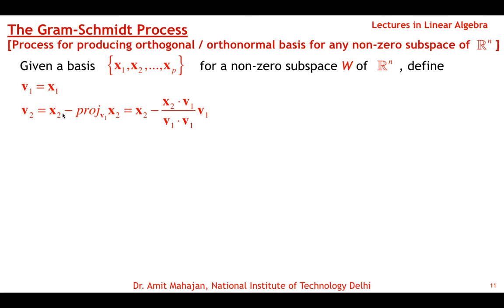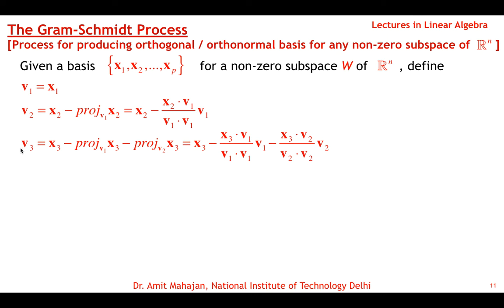Now if we have to calculate the third vector, what is v3? v3 will be calculated from the third vector x3, so we write v3 as x3 minus the projection of x3 on the previously calculated vectors. So v3 is x3 minus the projection of x3 on v1 minus the projection of x3 on v2, and we know the formula for this.